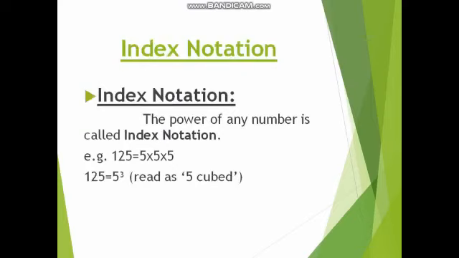Index notation is basically the form in which you write a number in the form of powers. The power of any number is called the index notation. For example, if you write a number multiple times, instead of writing it multiple times, you can write it as a power of that number. For example, 125 is equal to 5 into 5 into 5. That means you are multiplying the same number 3 times. So instead of writing this number 3 times, you can write it as a power of 5, as 5 cubed.